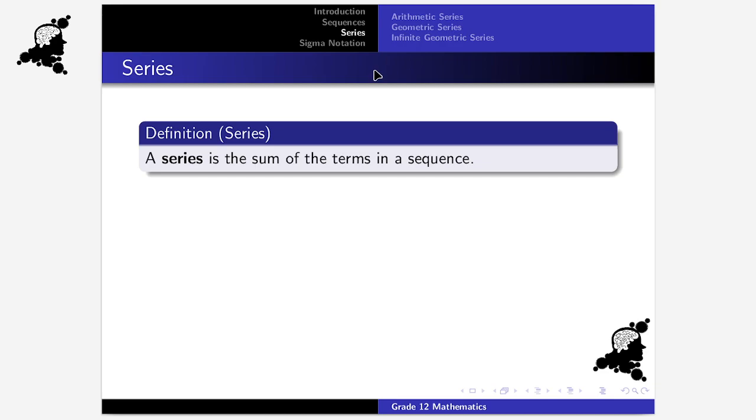All right, now we move into a new section in grade 12, a series. Now, when we're talking about a series, you guys, we're not talking about the thing you're watching on TV. We're not talking about Game of Thrones or whatever series you guys watch. In mathematics, a series is the sum of terms in a sequence.